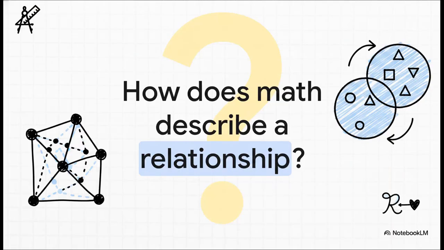So you have to wonder, right? How does a field like math, which is all about cold, hard logic, deal with something as fuzzy as a relationship? The answer, it turns out, is incredibly elegant. Math has a super precise way to define and work with pretty much any connection you can think of.